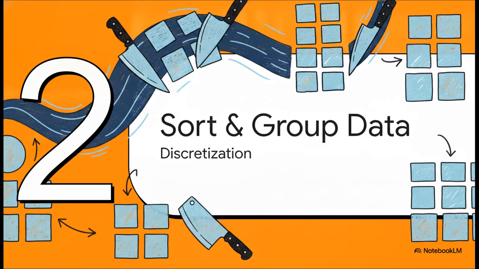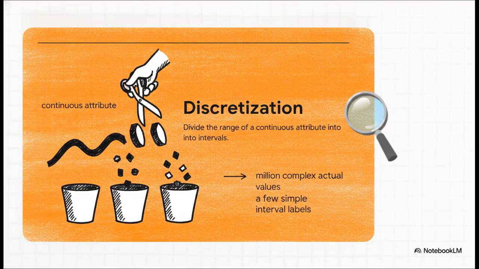Moving right along to step 2, sorting and grouping data. Now, data scientists use a highly technical-sounding word for this. They call it discretization. But let's bust that jargon immediately. It really just means taking a smooth, continuous line of numbers and chopping it into distinct, chunky intervals, or buckets. By replacing a million complex actual values with just a few simple interval labels, we massively reduce our data size.